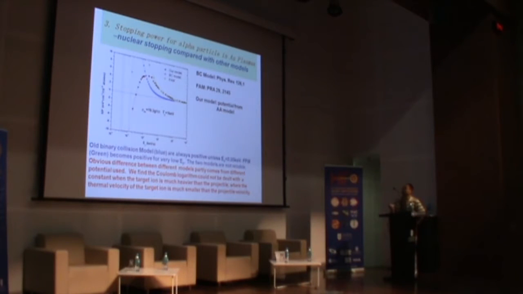Here gives our result compared with different models. We can say that there are obvious differences among these models. Part of the reason comes from the different potentials used, and we find that the Coulomb logarithm couldn't be dealt with as a constant when the target ion is much heavier than the projectile, where the thermal velocity of the target ion is much smaller than the projectile velocity.